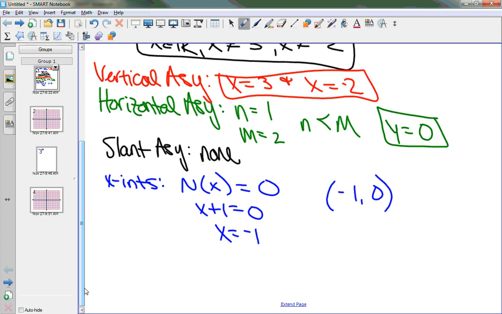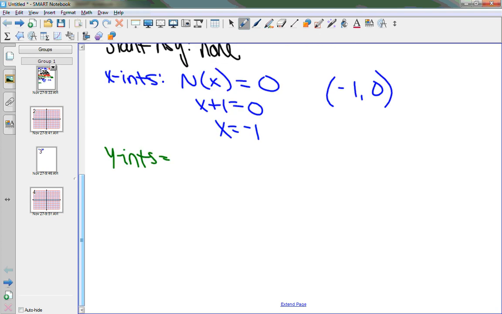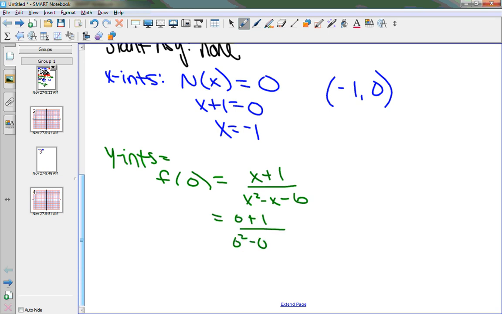Now I need to find my y-intercept. How do I find it? I'm going to do f of 0. So that's going to be x plus 1 over x squared minus x minus 6. And every place I see an x, what do I plug in? 0. So that's going to give me 0 plus 1 over 0 squared minus 0 minus 6, to give me 1 over negative 6. Is that the form that I want my y-intercept in? No. What is the form? What's the ordered pair? 0.